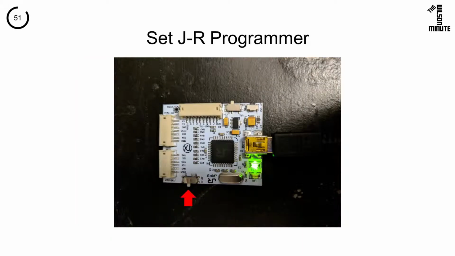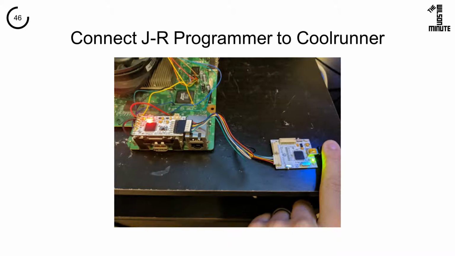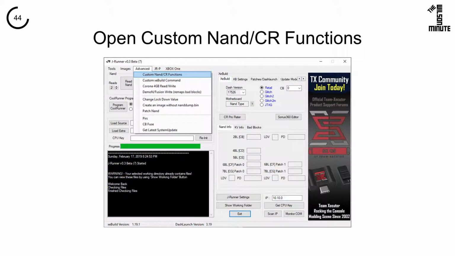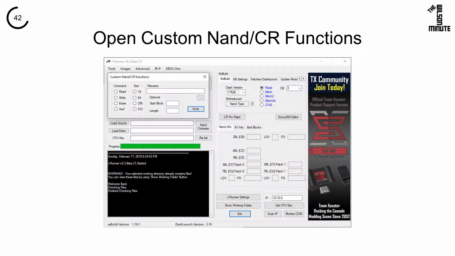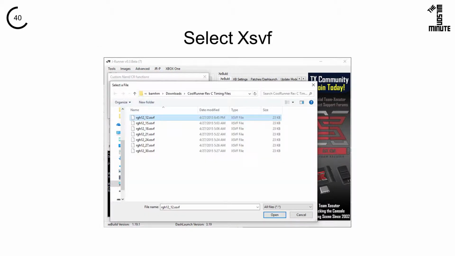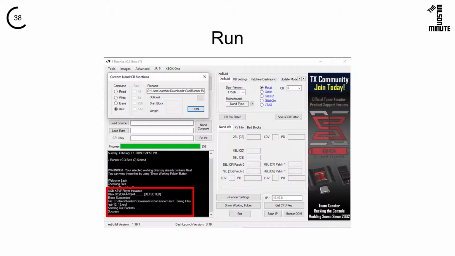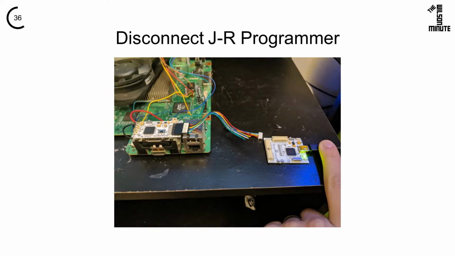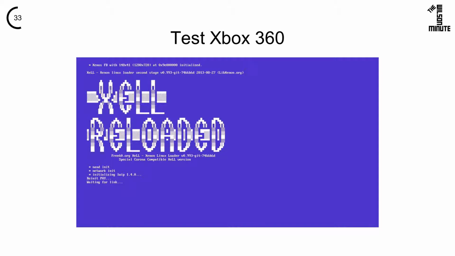Disconnect the power. Make sure that this switch is set to JTAG XSVF and connect your JR programmer to your Coolrunner. Open JRunner and click Advanced Custom NAND CR Functions. Click XSVF, then the three dots and select your first timing file. Click Run and confirm it was successfully written. Disconnect the programmer and reconnect the power. Try to boot again. If it still isn't showing the screen, try a different timing file.